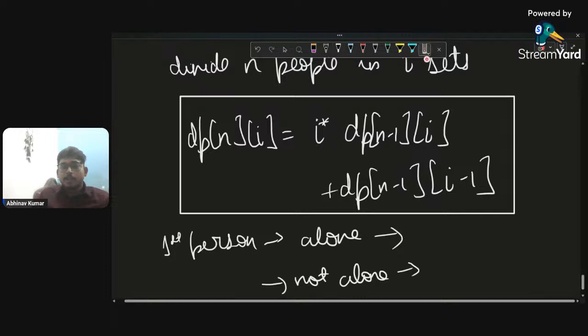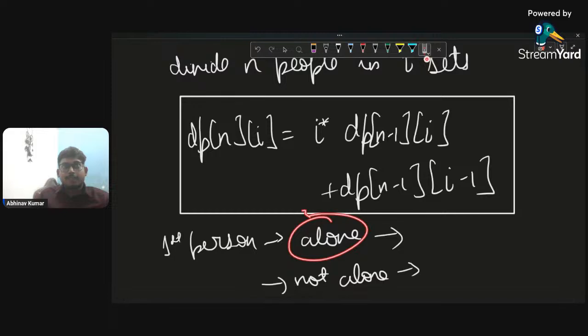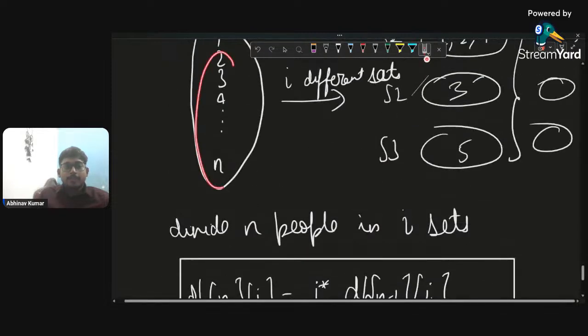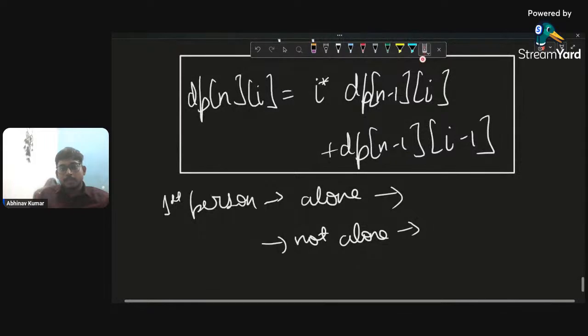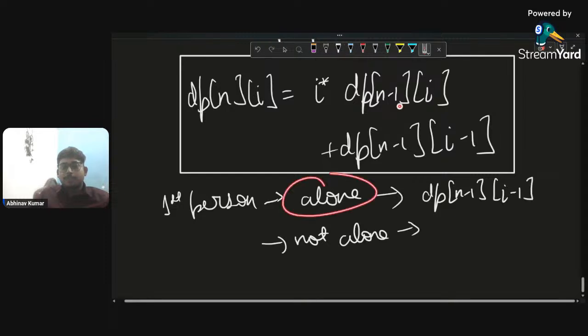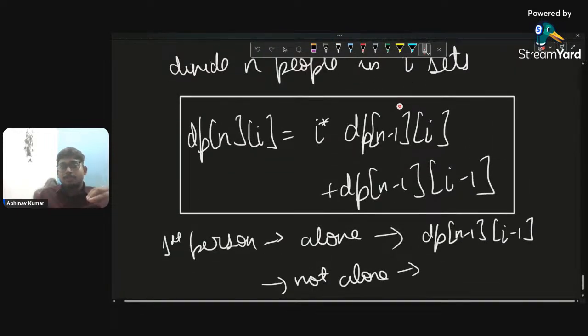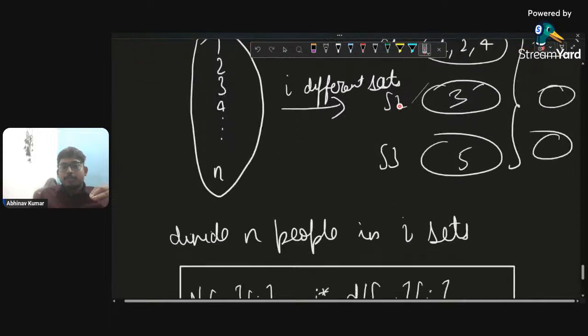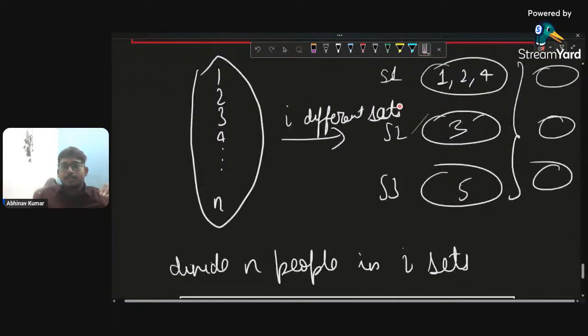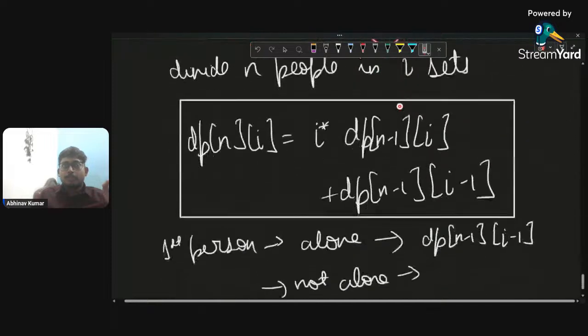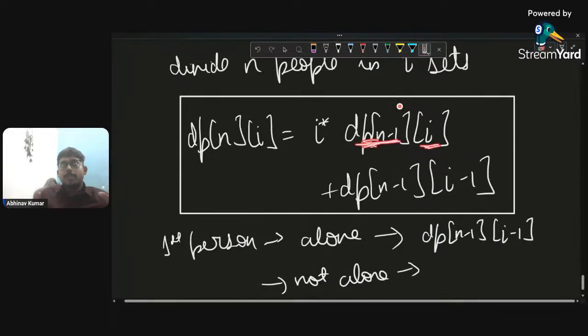If he's alone in the set, that means there is one set separately for the first person, and then the rest of the n minus 1 people are divided into I minus 1 sets. So this is the case: just divide the rest of the n minus 1 people into I minus 1 sets if the first person is alone. And if the first person is not alone, that means whichever set that person is in, it contains more than one person. So the first person can be in I different sets, he can be in any of the I. Then for the remaining n minus 1 people, you assign them I sets.